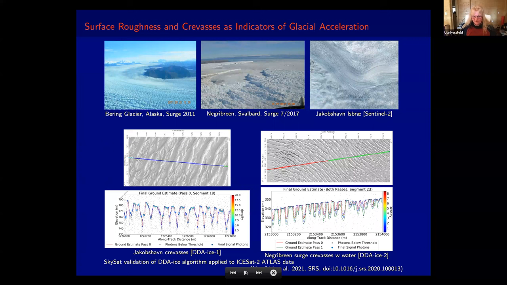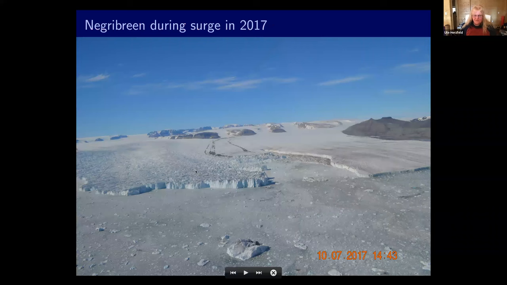Okay, first some eye candy, I suppose. Here is Negribreen on a beautiful day. You clearly see where the action is. The glacier accelerated to something like 21 meters per day from the usual 30 centimeters that such a Svalbard glacier flows. Here's a bit of a summary.